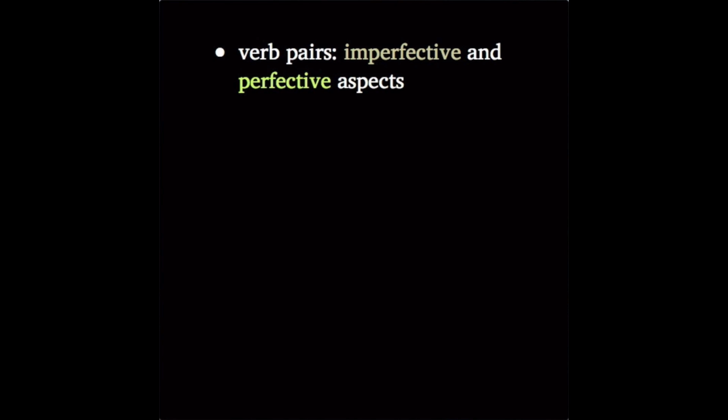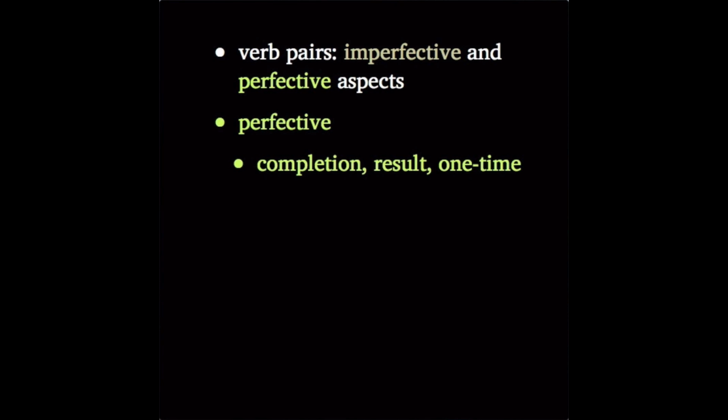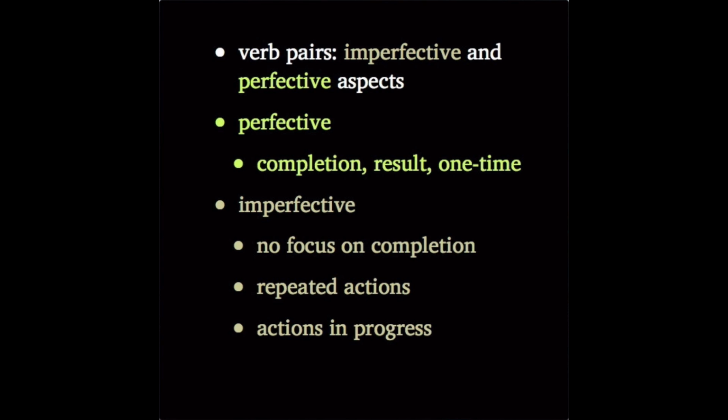Summing up, the Russian equivalent for nearly every English verb is a pair of verbs in two aspects, imperfective and perfective. Perfective aspect focuses on completion and result. It's often used for one-time actions. The imperfective says nothing at all about completion or results, and it's typically used for repeated actions and actions in progress. Finally, be aware that we're just scratching the surface here.